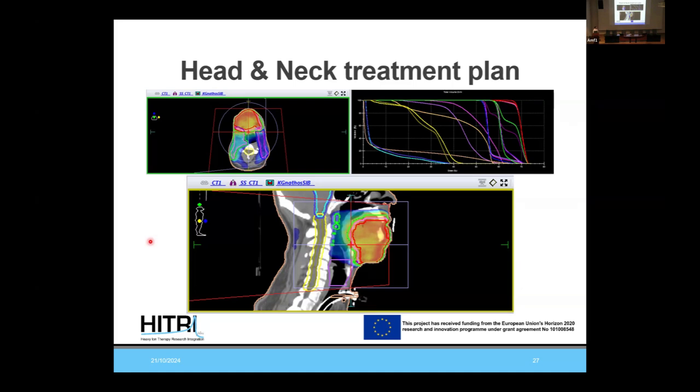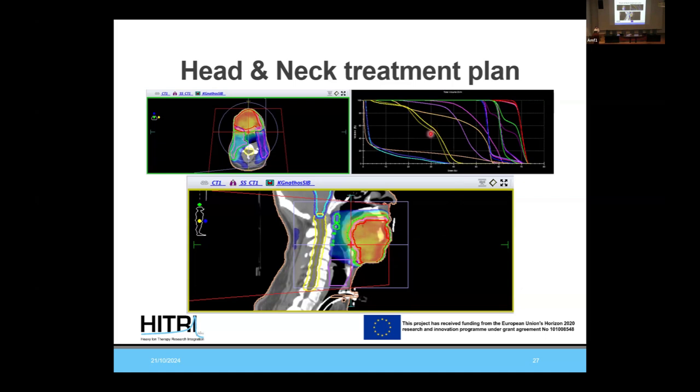Also, simultaneously you can give different doses to other regions. For example, here this is the high dose, this is the medium dose, and this is the low dose. This is very difficult to do with 3D conformal, and we are doing it with phases.